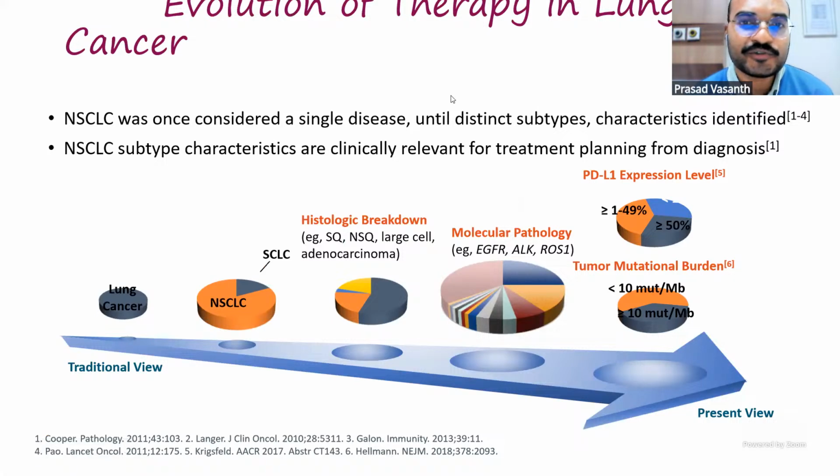So coming to the evolution of NSCLC as a disease. Earlier, as we can see, the evolution went through various phases of subclassification, like small cell lung carcinoma to non-small cell lung carcinoma, then histological breakdown, then molecular classification based on the driver mutation. And at present, along with the changing paradigm in therapeutic approaches, there is also subdivision based on the tumor mutational burden and PDL1 expression.